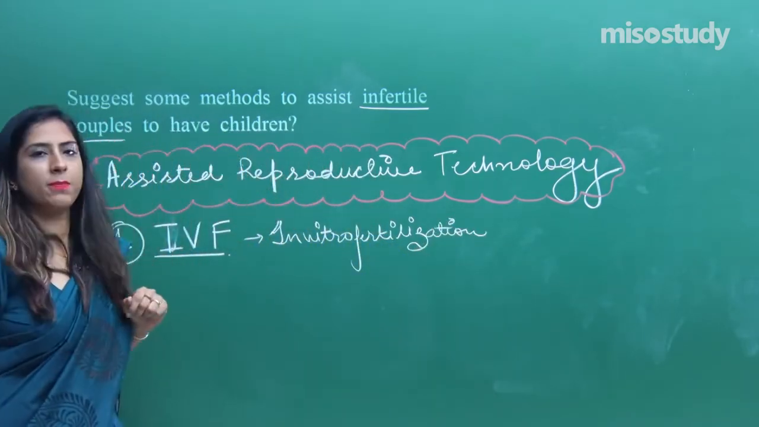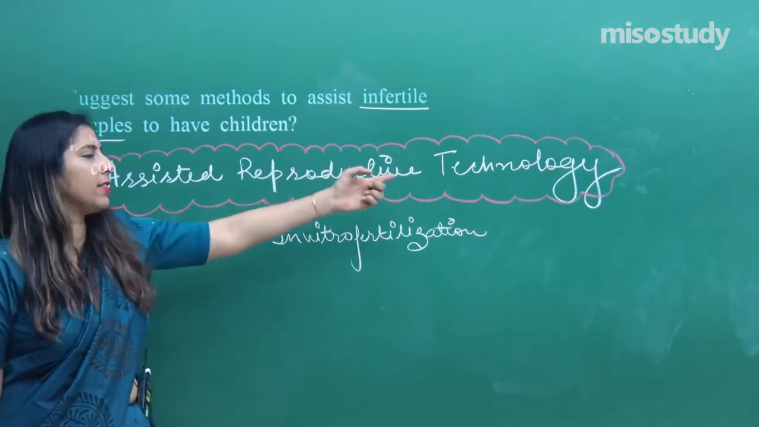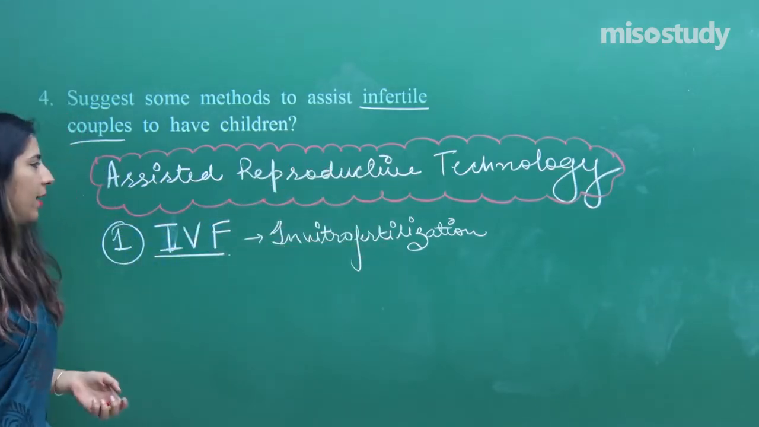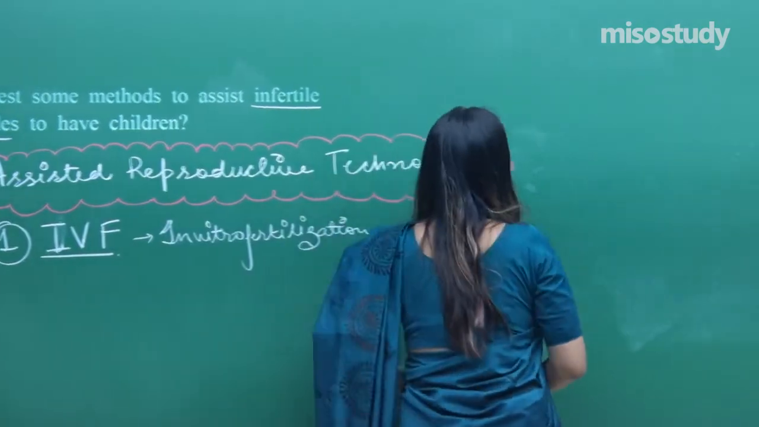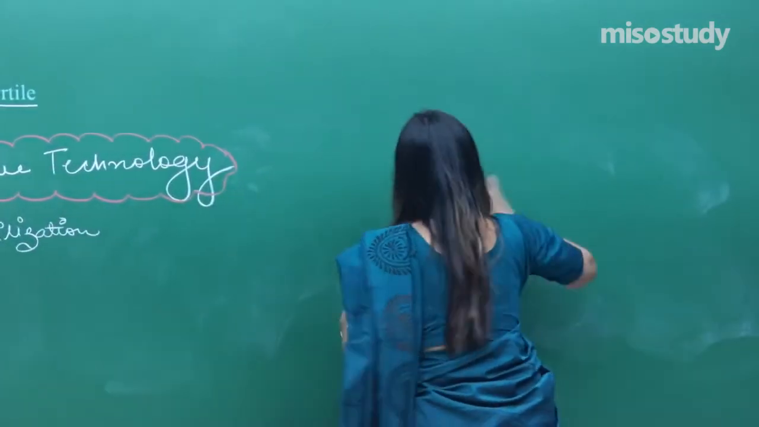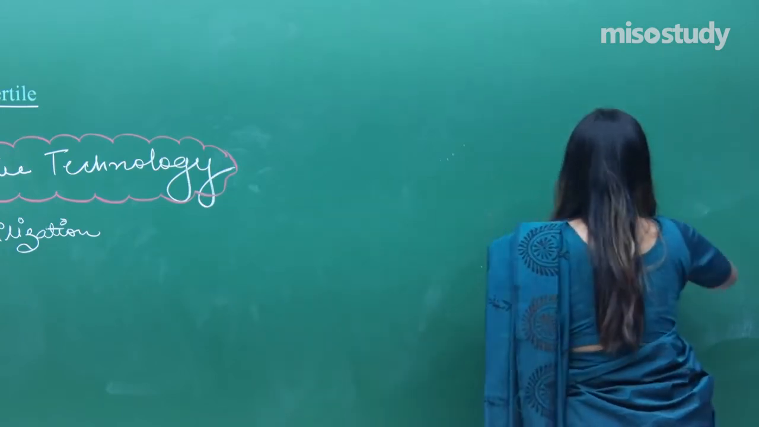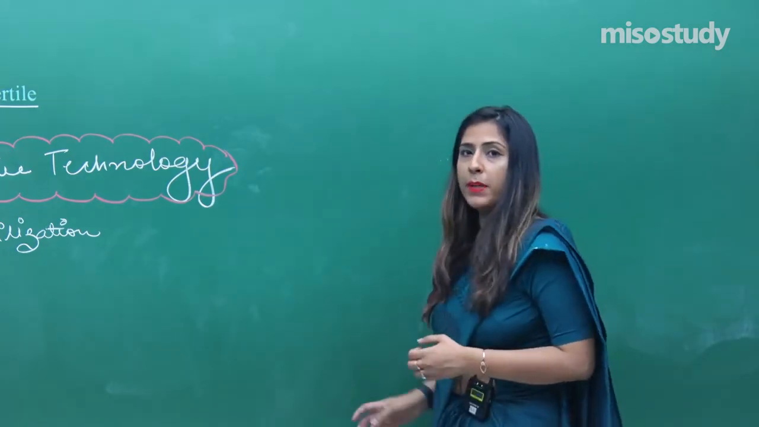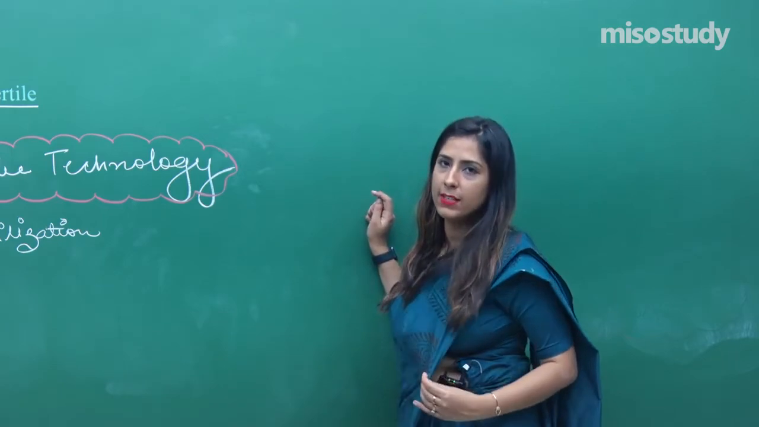So students, you have to explain some subtopics that come under assisted reproductive technology. The first is in vitro fertilization. So students, come at this side again. As the name indicates, in vitro fertilization means fertilization outside the body.